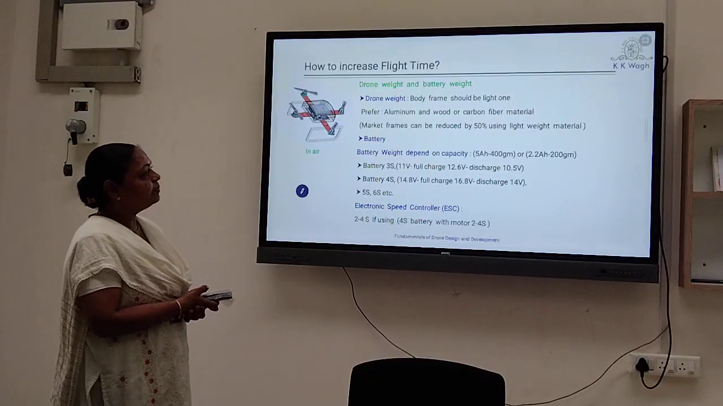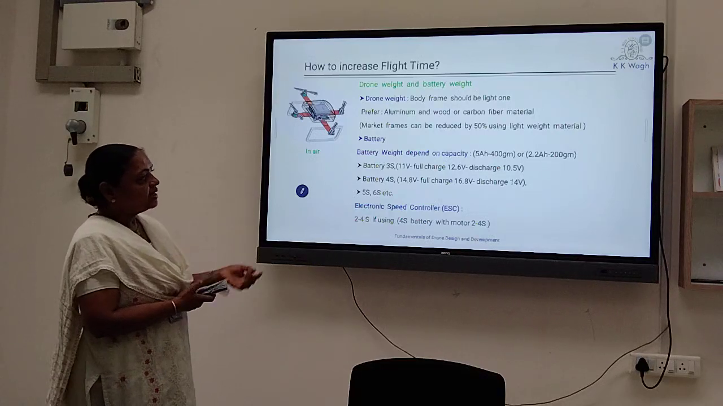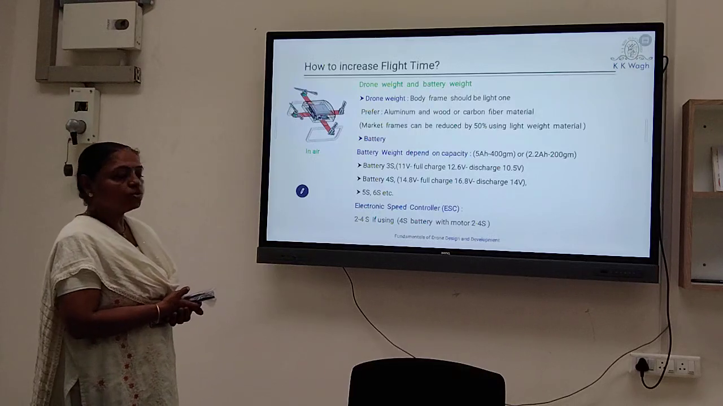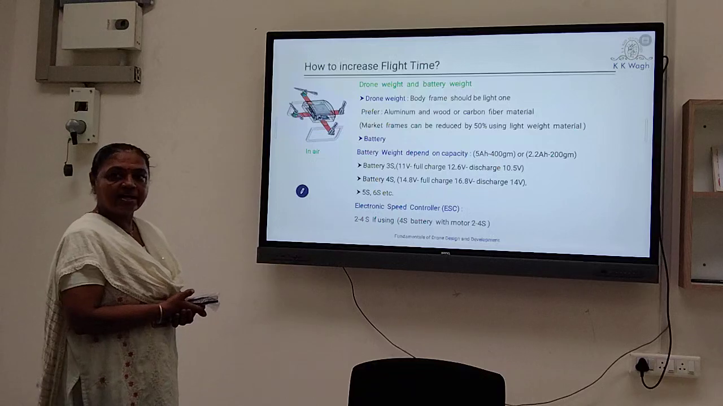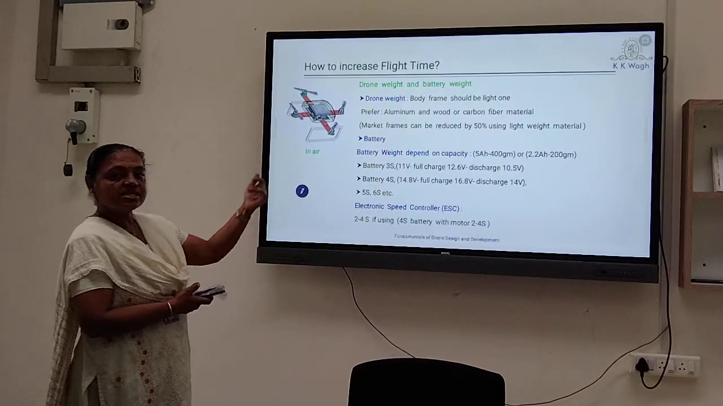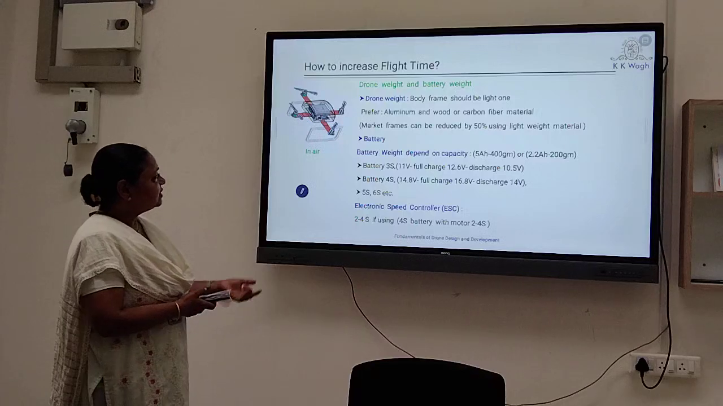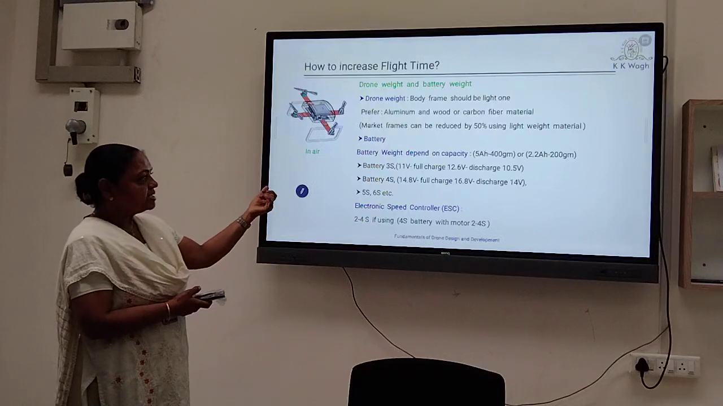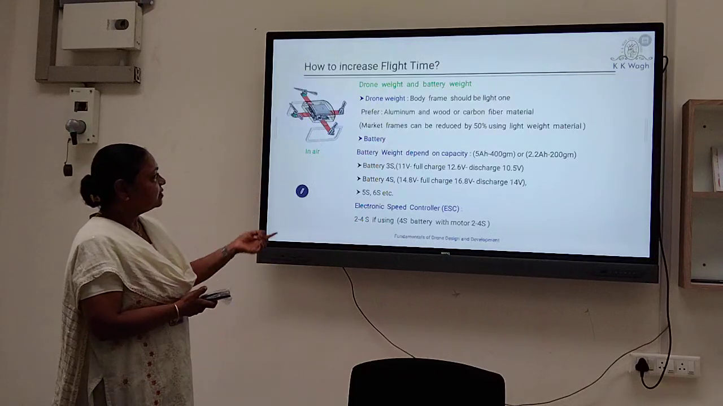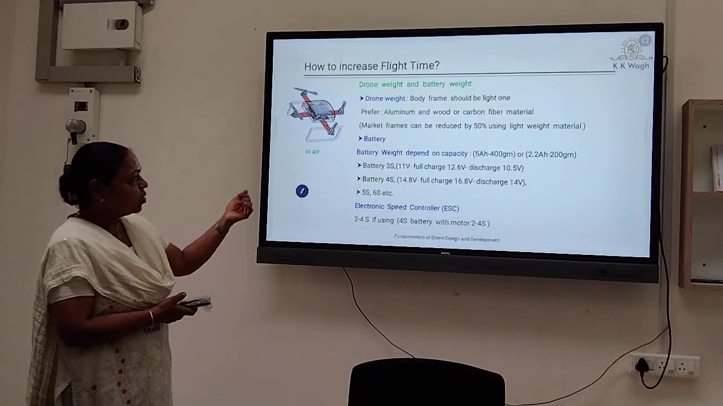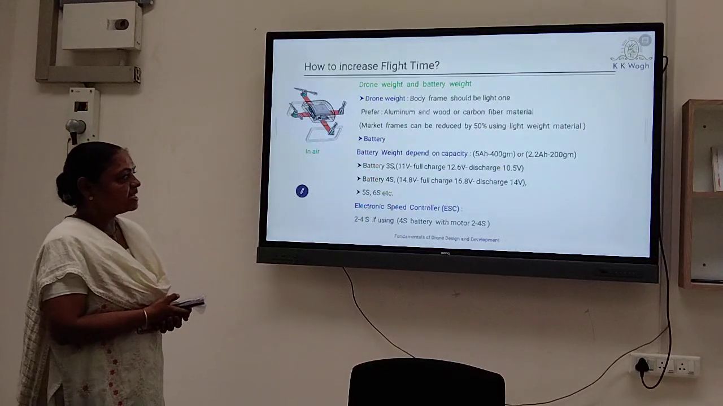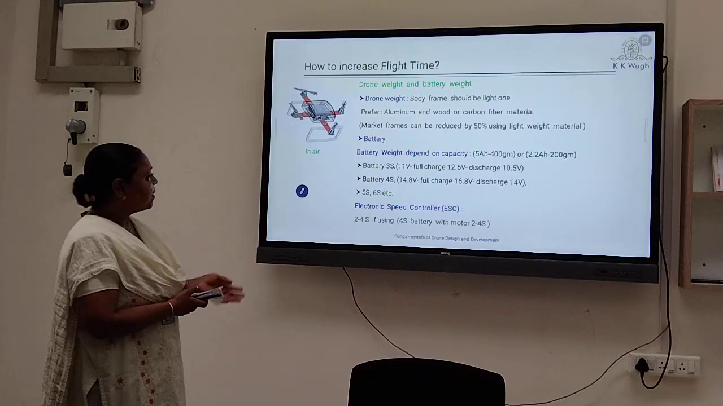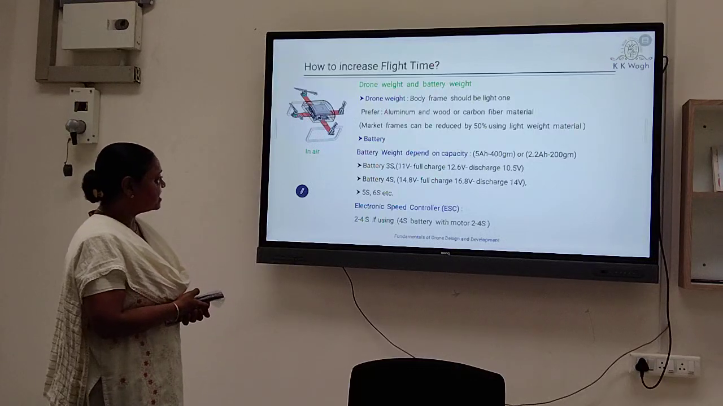Then battery weight depends on its capacity. Suppose it is a 5 ampere hour battery, then its weight is 400 gram, or a 2.2 ampere hour battery, then its weight is 200 gram. As capacity increases, weight also increases. A 3S battery means it has 3 cells, and a 4S battery means it has 4 cells. One cell is 11 volt; on full charge it is up to 12.6, and when discharged it is down to 10.5 volt. Then 5S, 6S and other batteries are available.